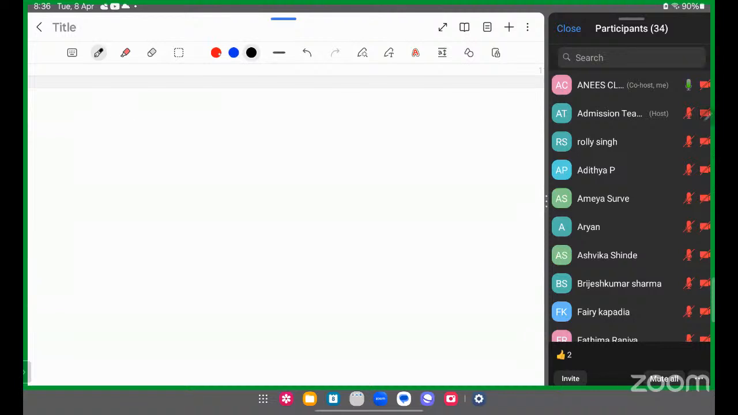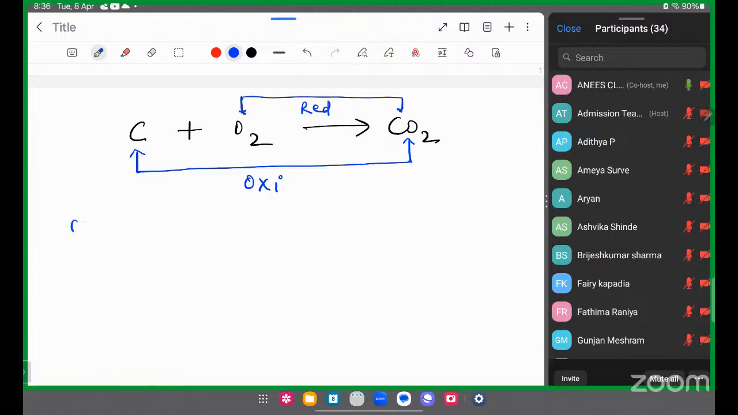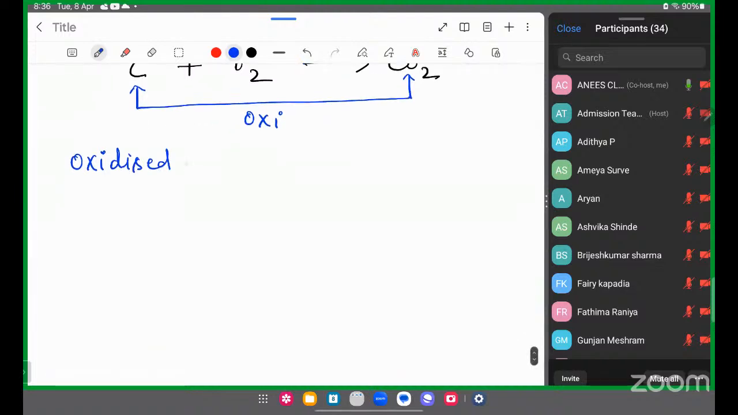Let's say we have a simple reaction carbon plus oxygen which gives CO2. In this reaction carbon is added with oxygen, so there will be oxidation, and in case of oxygen there will be reduction. Since question will be like which element is oxidized, so oxidized carbon. Which is reduced is oxygen.